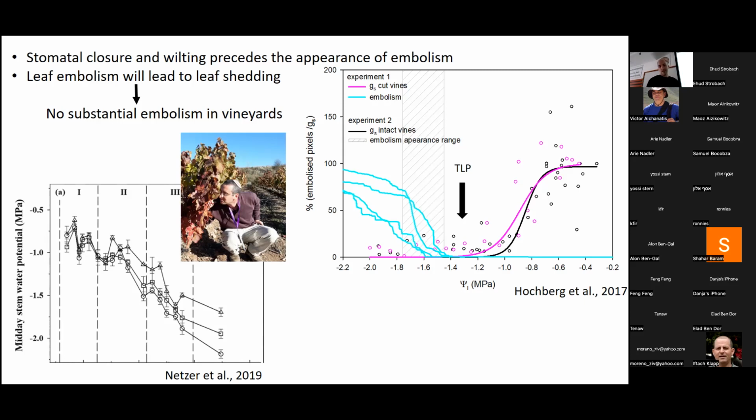So basically our hypothesis was, we had to guess why is he wrong? What's the problem with this contradiction? And we know, for example, about turgor loss point that it changed through time. It changed throughout the season. There's a lot of data about it.